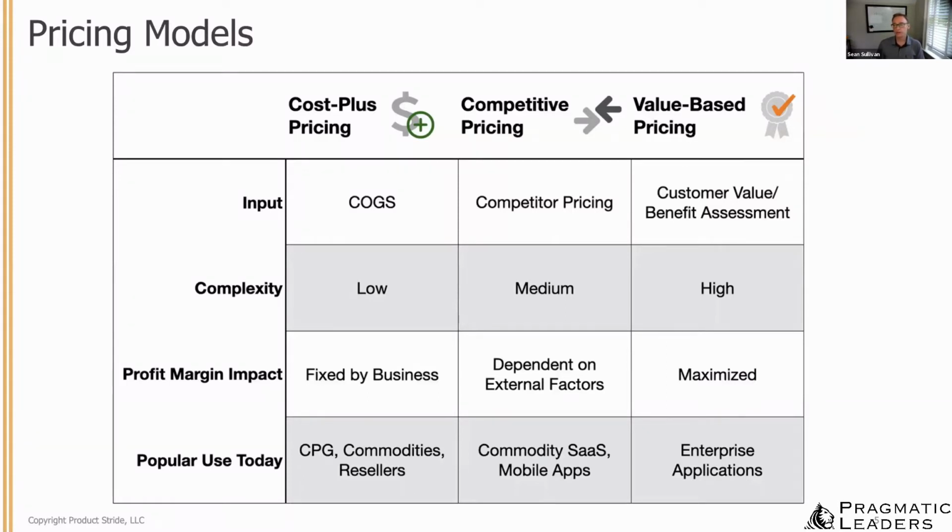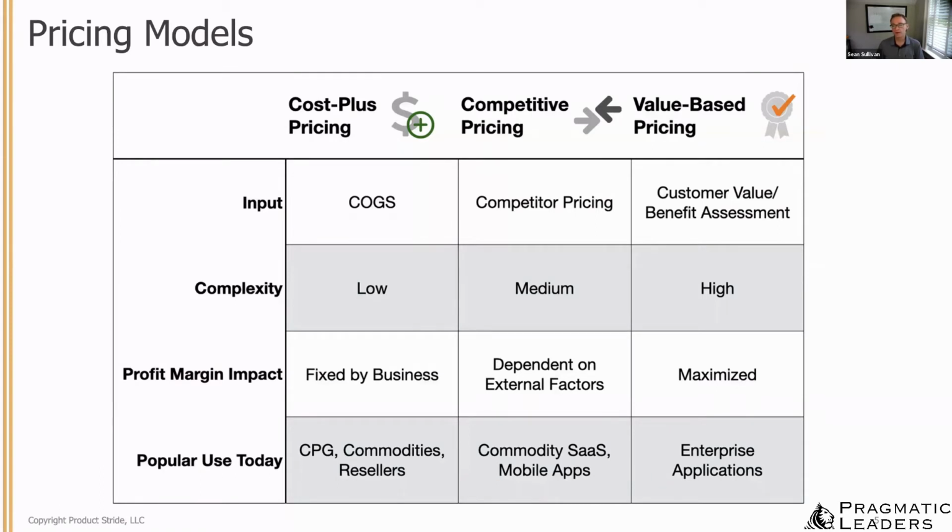Cost plus pricing models are simple, and they're used heavily in commodities, not so much in software, and I'll explain why in a minute. Very simply, you understand your cost of goods sold. How much does it take you to develop and market your product so that you can bring it to market? And then you add an incremental margin on top of that. So if it costs you $10 to produce a good, and you want to make a margin of 50%, you sell it for $15. That's cost plus.